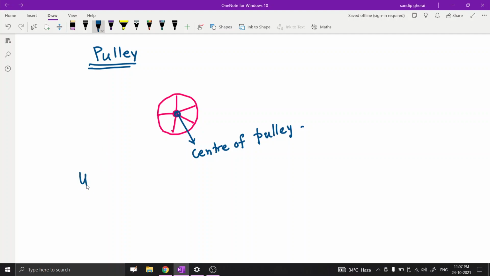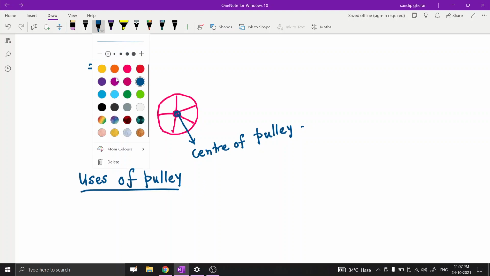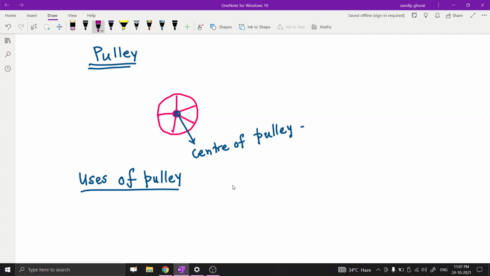Now, what are the uses of pulley? Generally, a pulley is used to lift heavy objects. So to lift heavy objects, we can use a pulley.